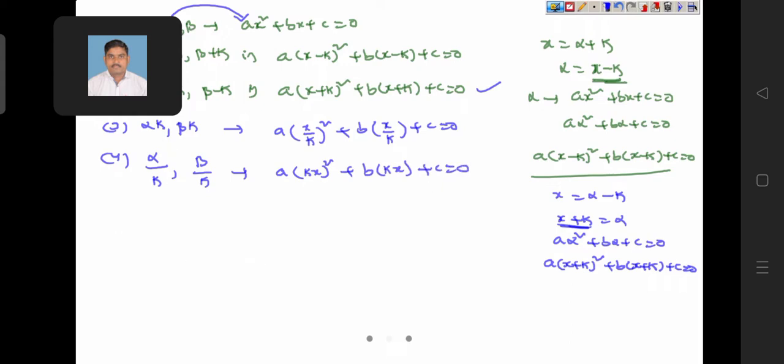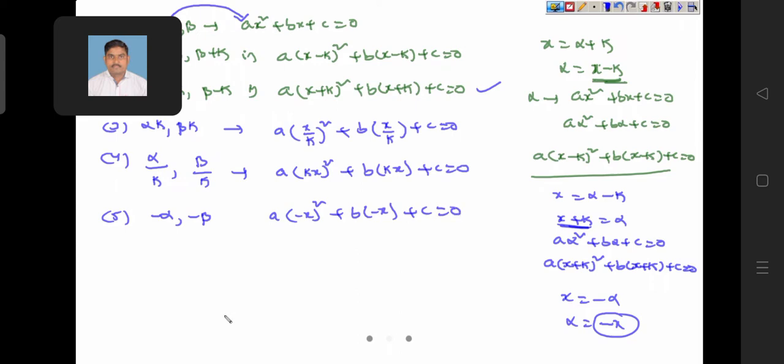Suppose alpha comma beta are the roots of ax square plus bx plus c is equal to 0. Then find the quadratic equation whose roots are minus alpha comma minus beta. Then what will you get? What I said, x is equal to minus alpha. Then alpha is equal to how much? Minus x. That means in place of x you will substitute minus x. Then we'll get a into (minus x) whole square plus b into (minus x) plus c is equal to 0.